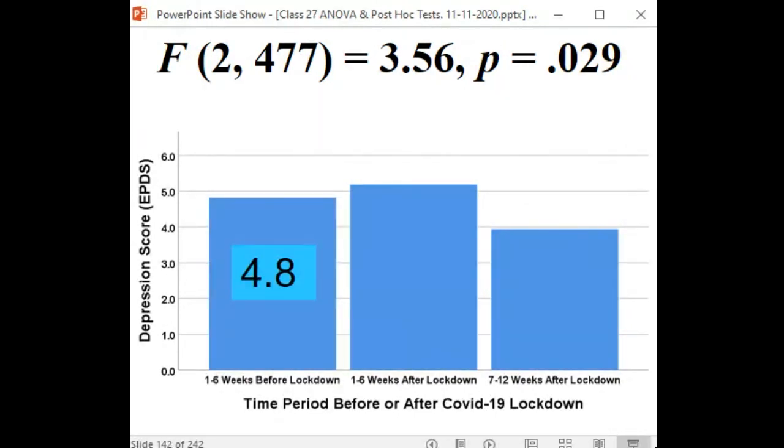Now, the group of women on the left were measured 1 to 6 weeks before the lockdown and their mean depression score was 4.8. That's the exact number.